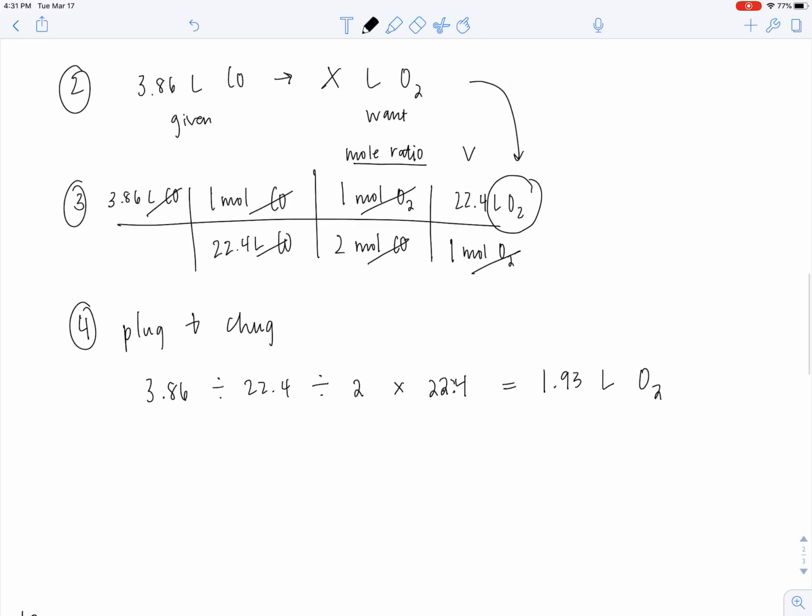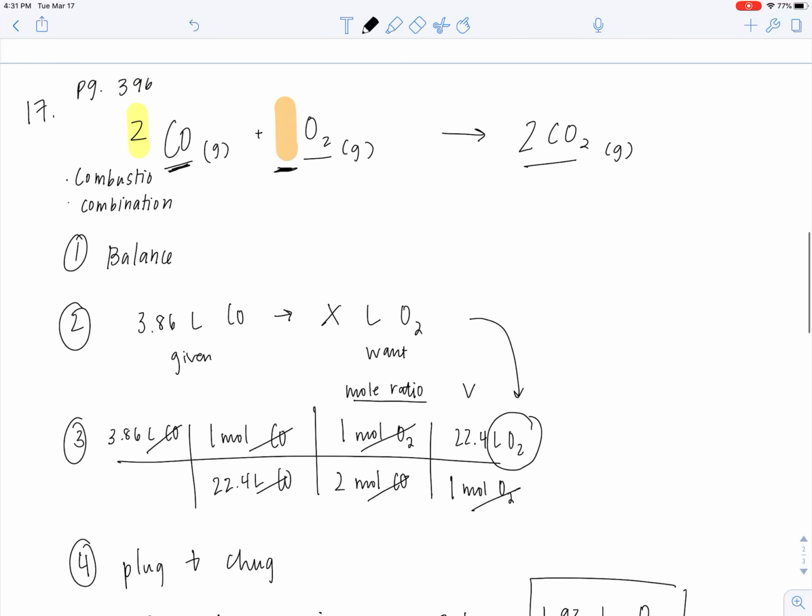Okay. You can see that your 22.4 we have divided and multiplied, so basically it's 3.86 divided by 2, but feel free to enter everything into your calculator so that you feel comfortable with the answer. And that's the answer for this problem for number 17.